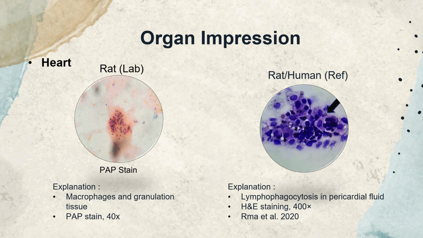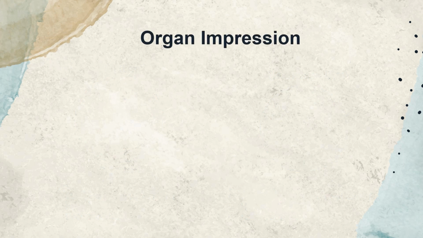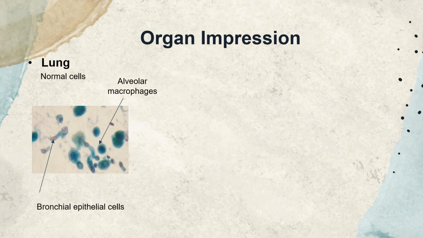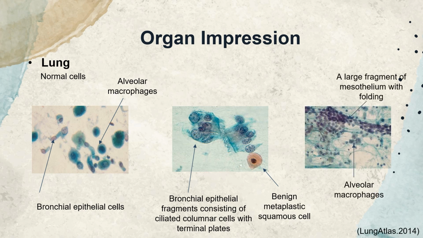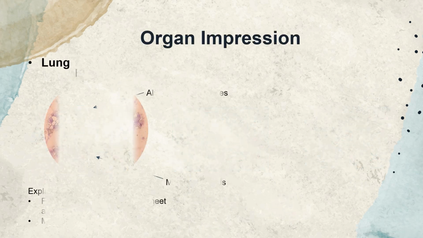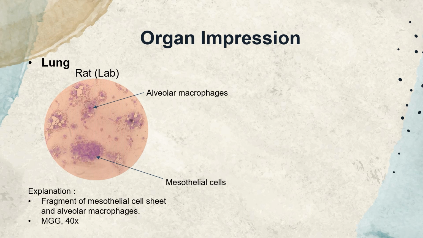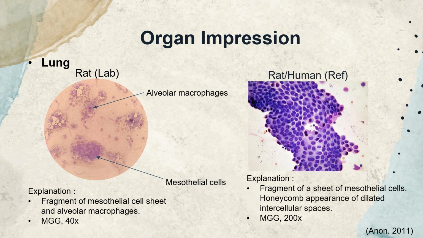The organ impression of normal lungs shows bronchial epithelial cells, alveolar macrophages, bronchial epithelial fragments consisting of ciliated columnar cells with terminal plates, benign metaplastic squamous cell, and a large fragment of mesothelium with folding. From lung impression using MGG staining, we can observe the fragment of mesothelial cell sheet and alveolar macrophages under 40 times magnification. Compared to the reference which also shows fragment of a sheet of mesothelial cells and honeycomb appearance of dilated intercellular spaces using MGG stain under 200 times magnification.